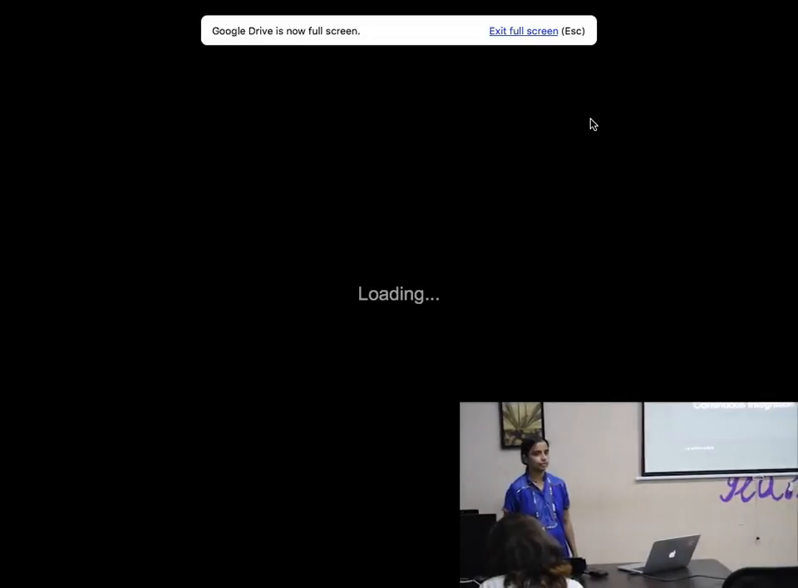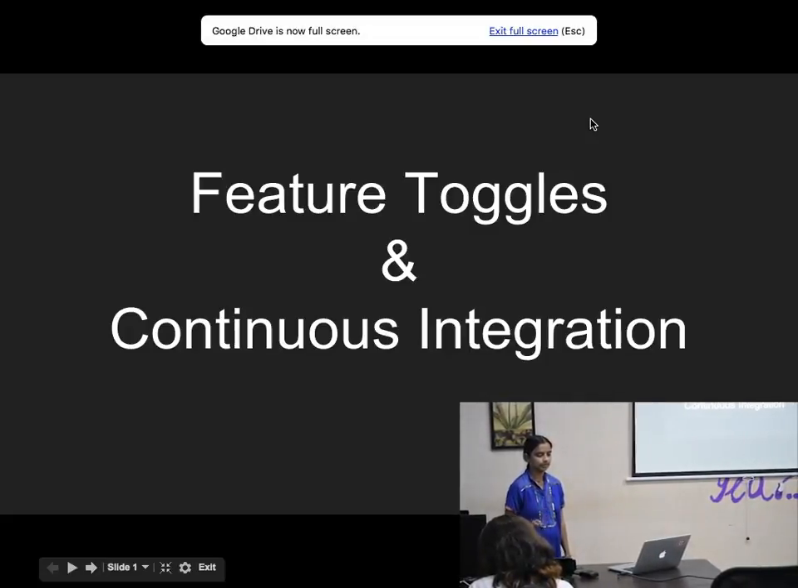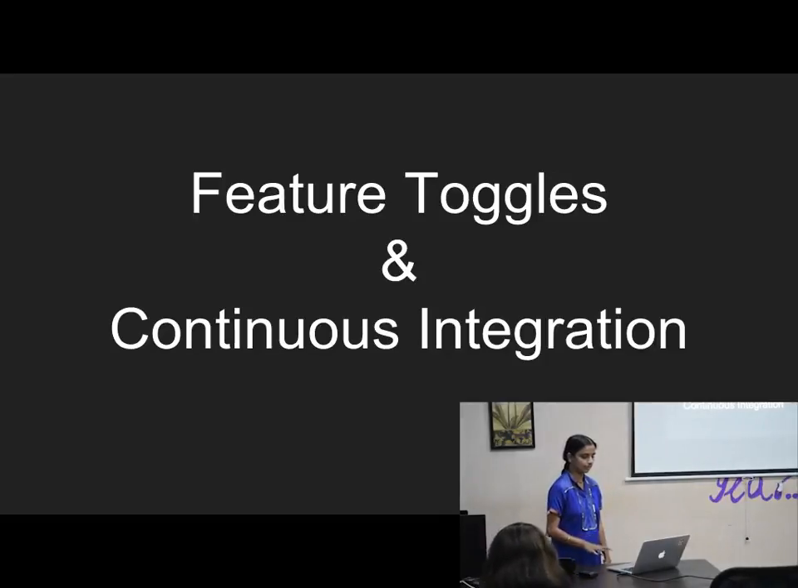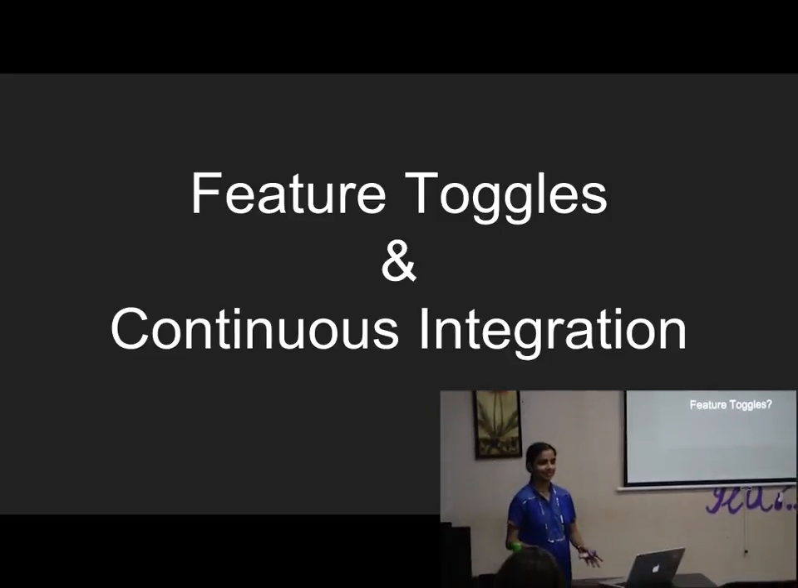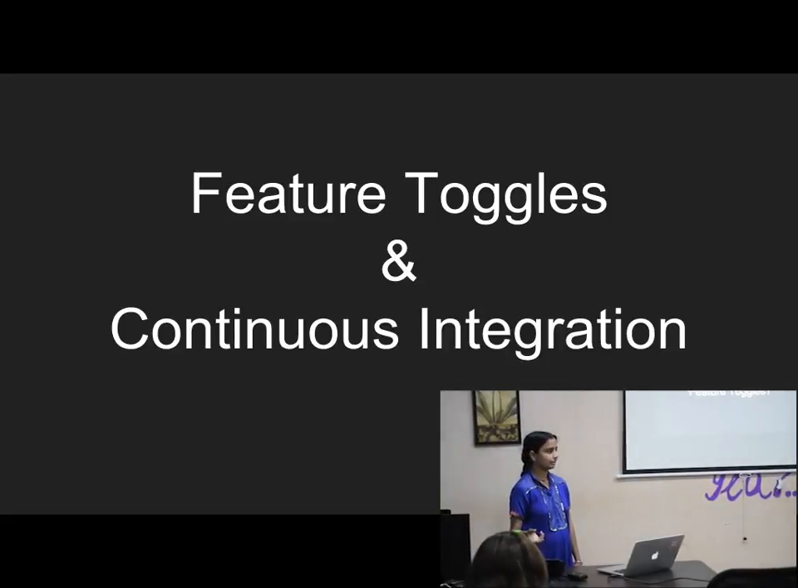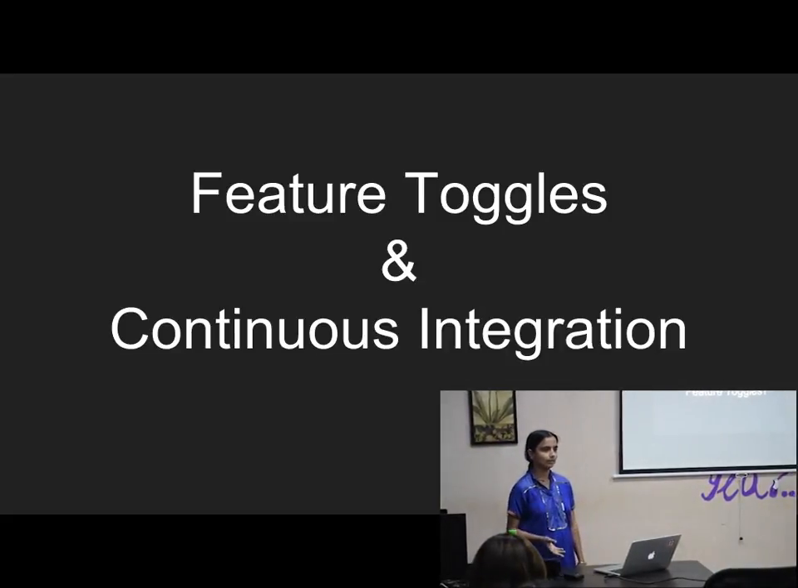Okay, so this is not a technical talk. This is a little bit on the process side, software engineering side. This is a topic suggested, and you can interrupt me at any moment of time. Feature toggle is just one name. There are so many names: feature switches, feature flips. So many names, and all mean the same.